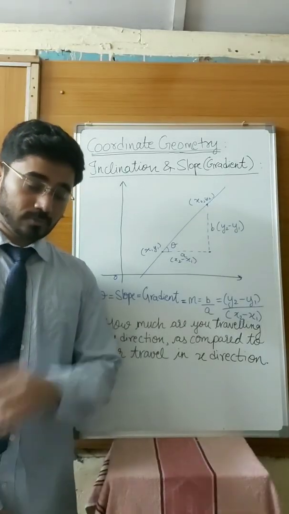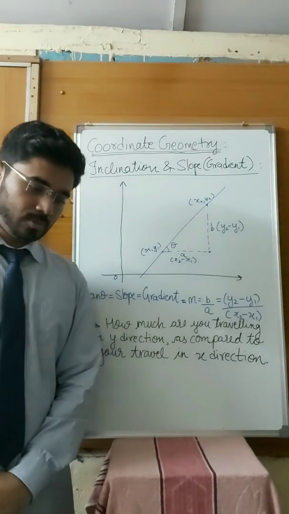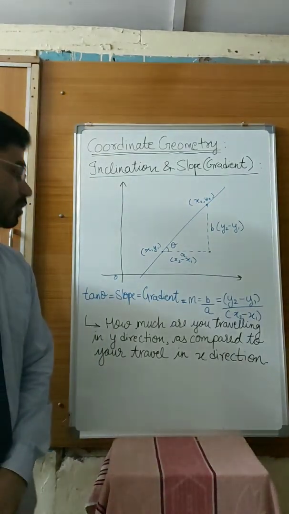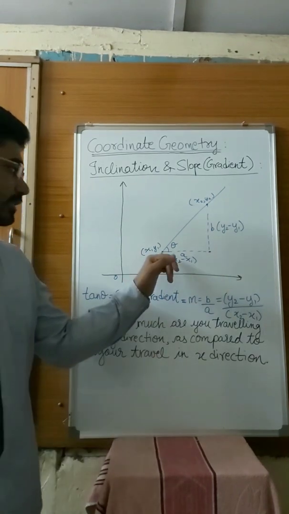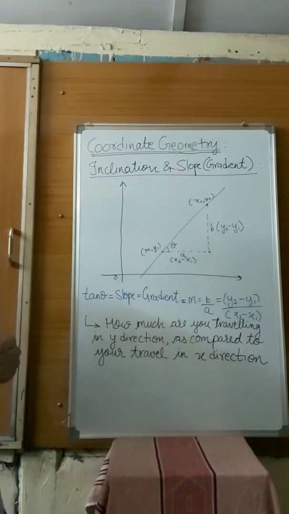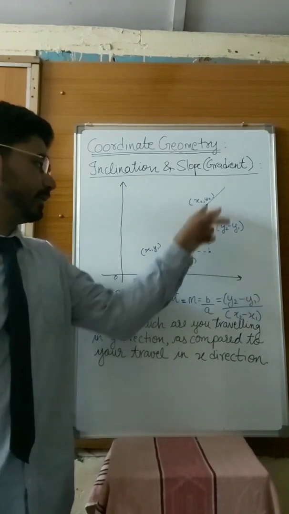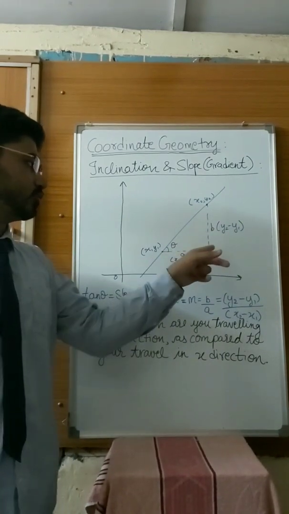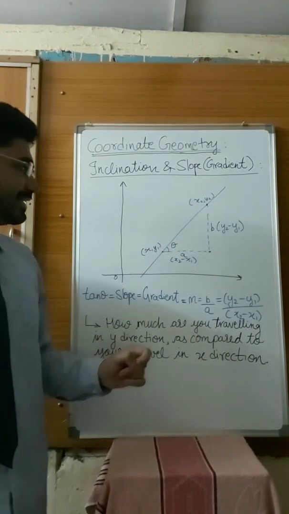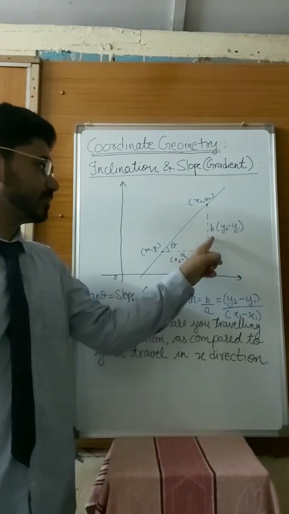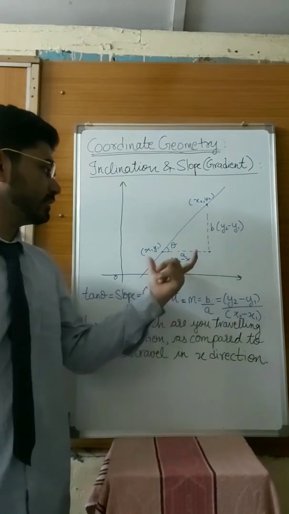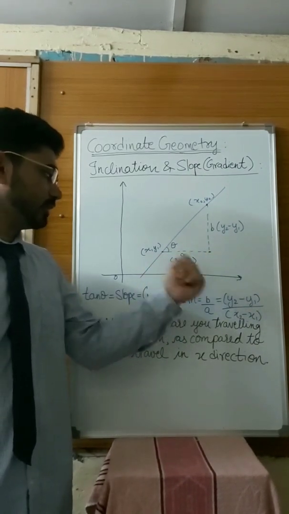Let's talk about the slope of a line joining 2 points x1 comma y1 and x2 comma y2. Slope is also known as gradient. So these are 2 points x1 comma y1 and x2 comma y2, and we have formed a right triangle connecting these 2 points and this point, and we can see that this distance, which is b, equals y2 minus y1, and this distance a equals x2 minus x1.